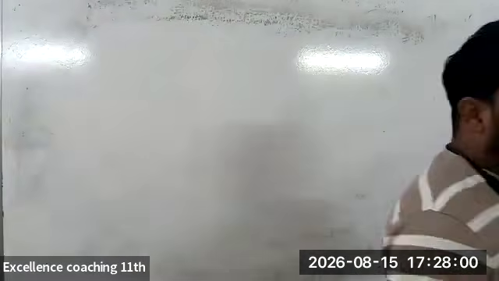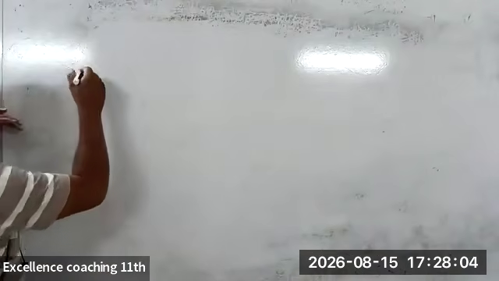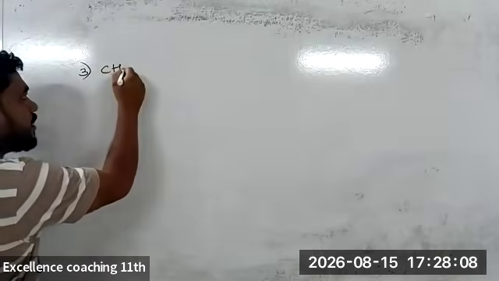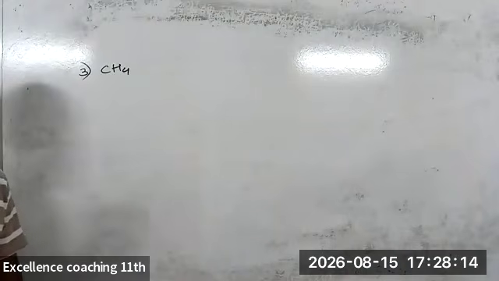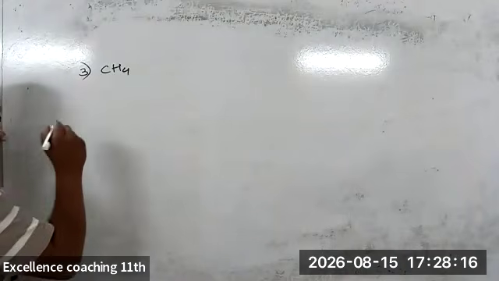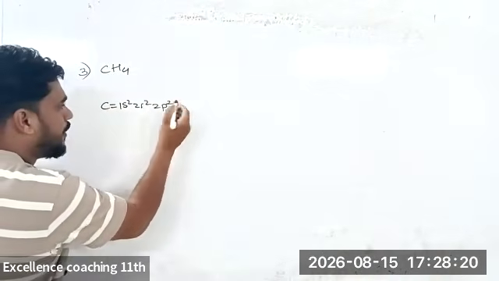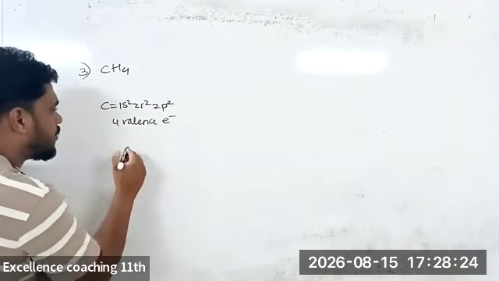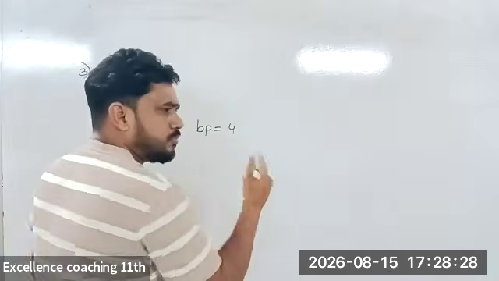The only example which creates a lot of confusion. The third type what I'm discussing. The example is CH4. You all know this. 1s2, 2s2, 2p2. How many valence electrons? 4 valence electrons. So can you tell me how many bond pairs it will have?